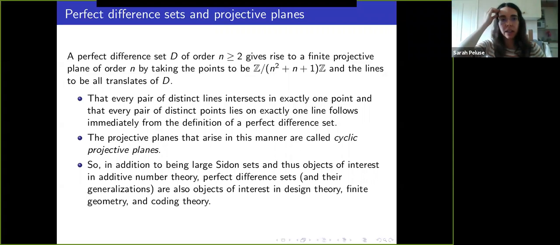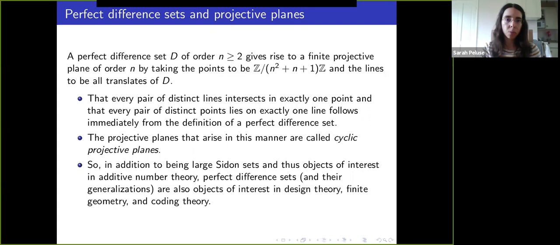We're interested in perfect difference sets because they're examples of large Sidon sets. Sidon sets are subsets of a group such that there are no non-trivial solutions to the equation a plus b equals c plus d. This connection to planes also shows that perfect difference sets are objects of interest in finite geometry, design theory, and also in coding theory. So lots of people care about these things.